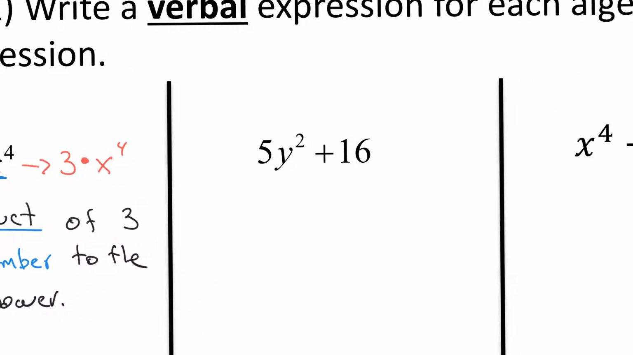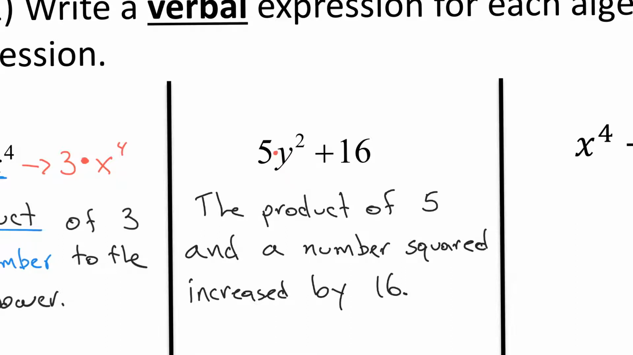Now the next one, we do have 5y squared. So first let's understand the problem. 5y squared plus 16. So here guys, we are multiplying 5 and the y. I'm just going to put a little dot in the middle so you know that we are multiplying those two. So remember, multiplication, 5 times y squared, but we're also adding a different number.